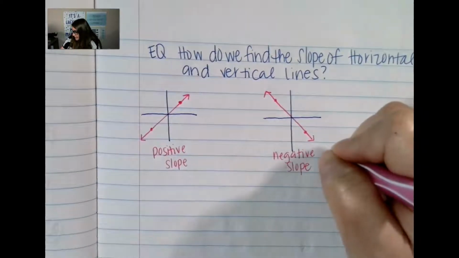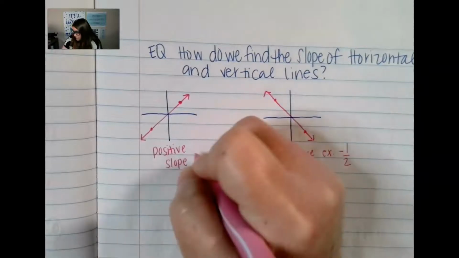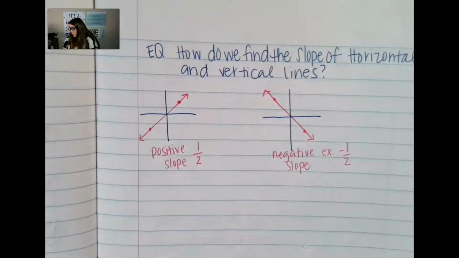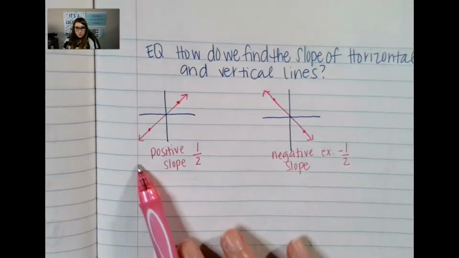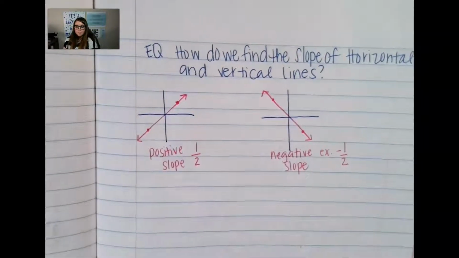So like an example of -1 over 2. This one is like a positive 1 over 2. Okay, so we have a positive versus a negative. This one's going up the mountain. This one is going down the mountain.